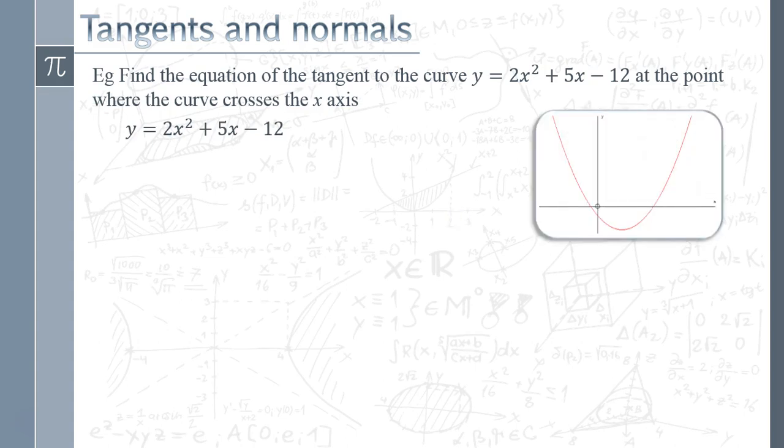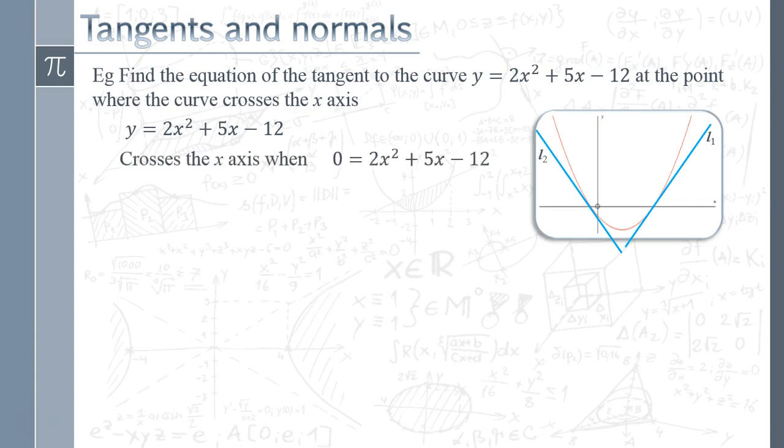So the whole thing's going to be linked via gradients. So here we go. There's our curve and there's our two tangents. As you can see from the diagrams, as the curve crosses the x-axis in two places, we're going to have to come up with the gradient of two tangents. You can see them there, L1 and L2. So where does it cross the x-axis? Well, it crosses the x-axis when the y-coordinate is 0, so we've got to do a little bit of factorising, and that's going to give us our two values, 3/2 and -4.